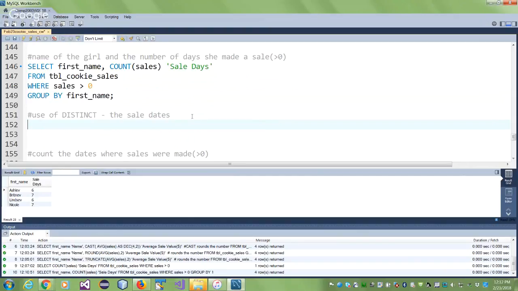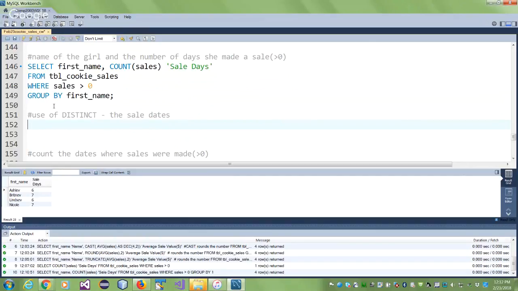If it was made on 11th of March, count it. 12th of March, count it. Maybe on 13th of March, none of us made any sales. So that day should not be counted, or counted, depending upon your where condition. Okay, so that's what distinct says. So distinct says the sale dates. I just want to know how many dates are distinct.